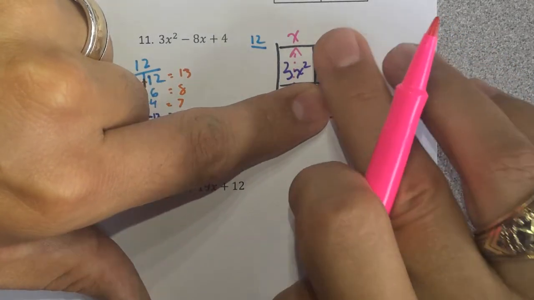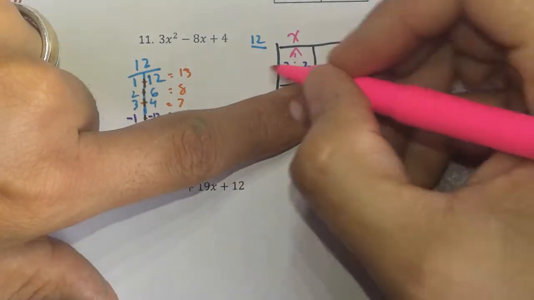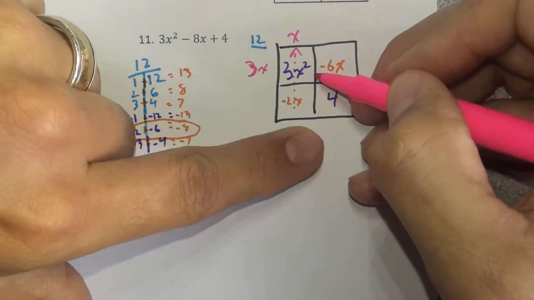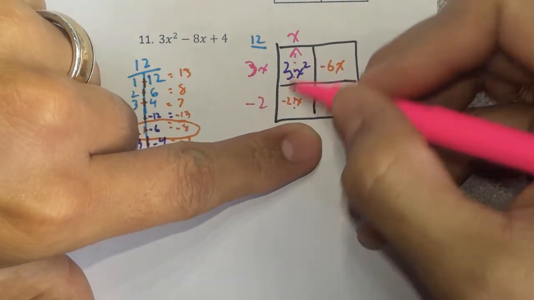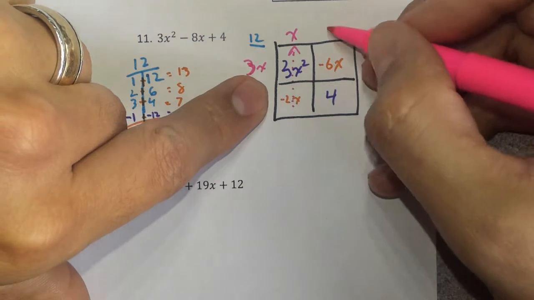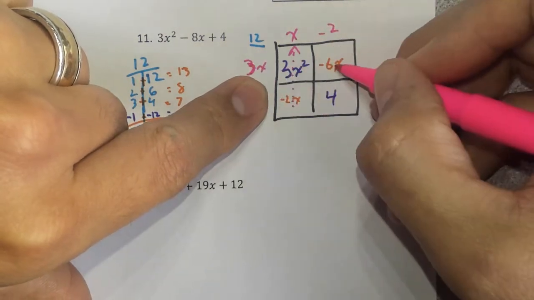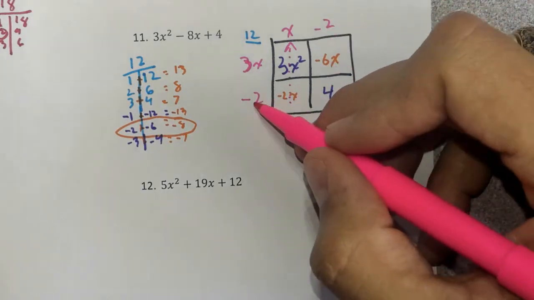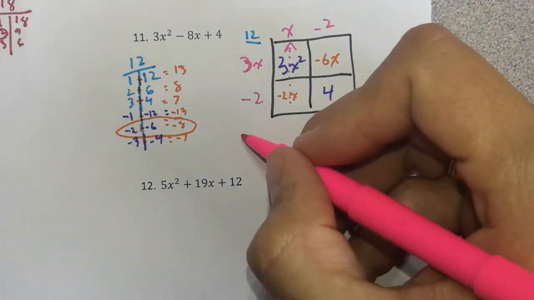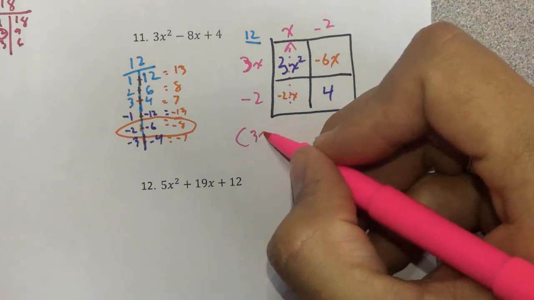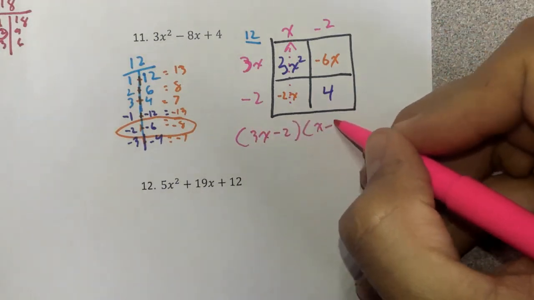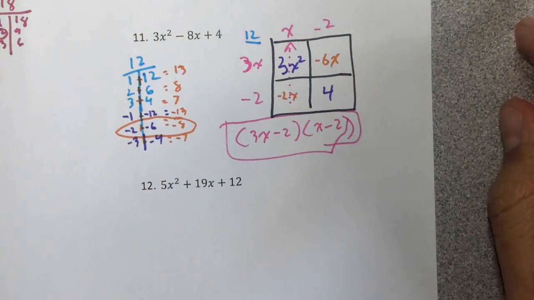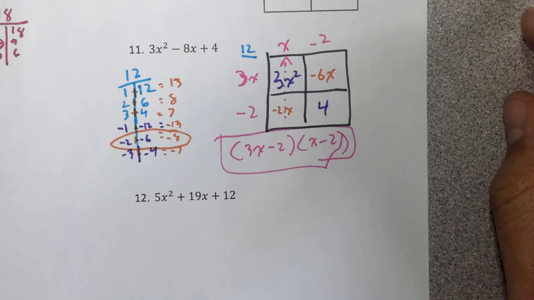Now, I am going to see what I need to multiply here. This one needs to be 3x. 3x times x is x squared. This needs to be -2. -2 times x is -2x. This should be -2. -2 times 3 is my -6. Check it at the very end to make sure we're on the right track. -2 times -2 is definitely +4. So my factors for this are 3x minus 2 and x minus 2. There is my solution there, my factored form.